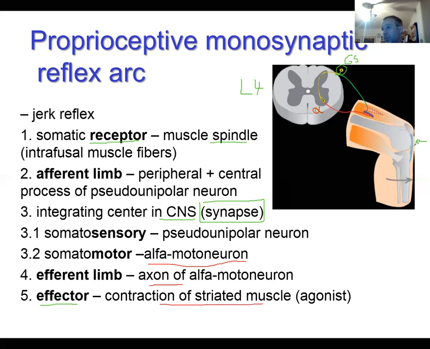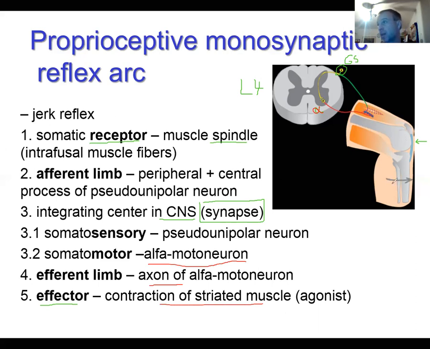So again, receptor, muscle spindle, afferent limb, proprioceptive fibers, and the synapse is between the pseudo unipolar neuron of spinal ganglion and the alpha motor neuron in anterior spinal horn. Then the axon of the alpha motor neuron is the efferent limb, and then the effector are the extrafusal fibers of the quadriceps. Yeah? Very easy reflex.